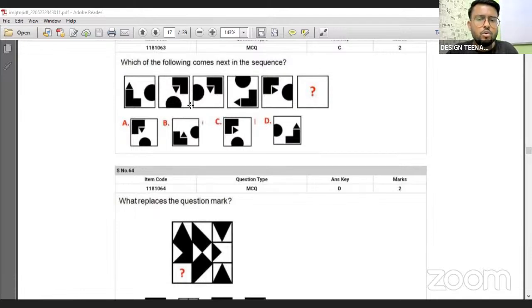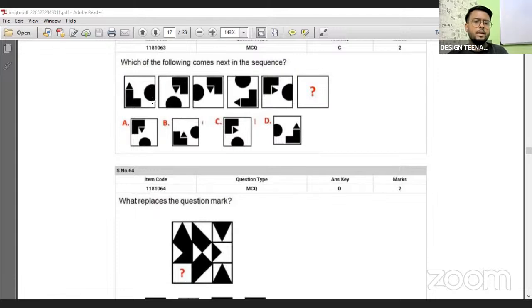See, option 2 and 3 have a relation. Option 1 and 4 have a relation, right? So in that way, if I have to compare, let's see. Right now, what we need to identify is how these two options are correlated with each other. The orientation or the position of this particular shape is fixed, and the ball is shifting. Ball was in the bottom, it is shifting to this place.